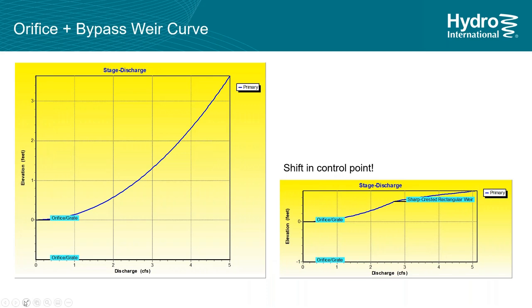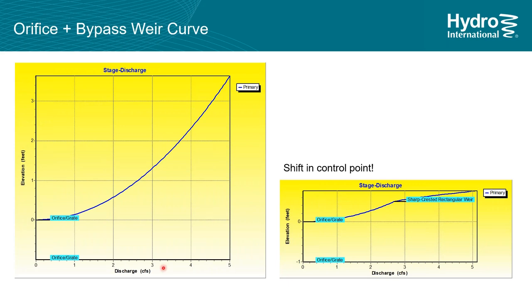Now, what does that do for our stage discharge plot? Here's our straight-ahead Downstream Defender curve acting like an orifice. I set this weir at a half a foot. So when it gets to a half a foot, now it starts going over this weir. This is a shift in control point, where the hydraulics of the system is no longer being controlled by the Downstream Defender. It's now being controlled by that weir flow.